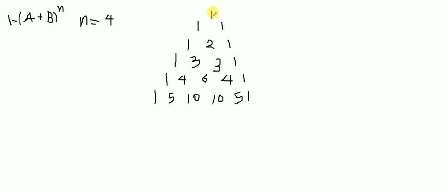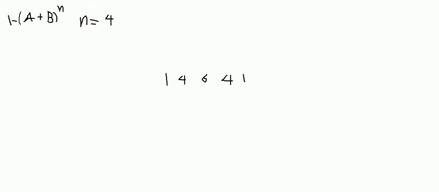This row relates to n power 0, this one n power 1, this one n power 2. This row n power 3, this one n power 4. We need this row. This will be the coefficients of the terms. Let us remove the others. Write down.